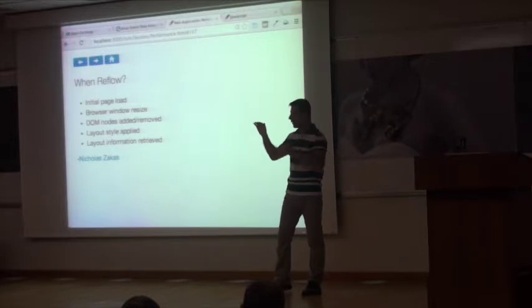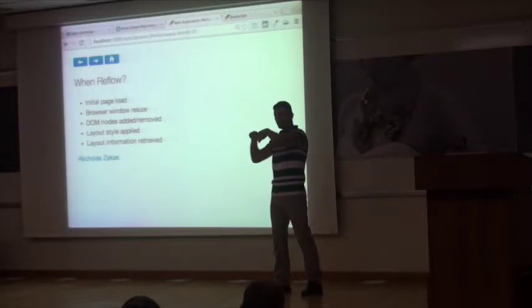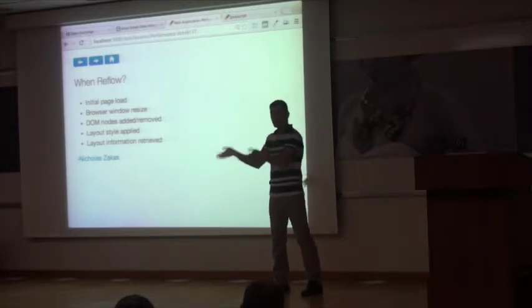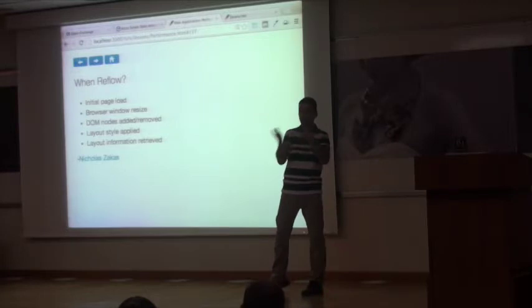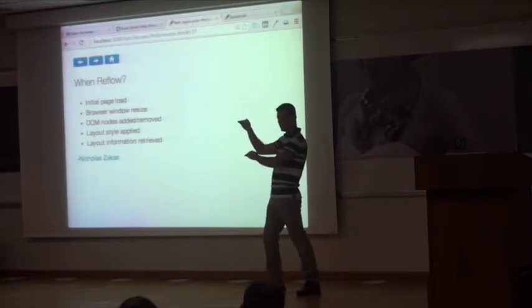But here's the thing. When you read, in order to give you the answer, it has to recompute in order to know what the answer is to give you. In order to recompute, it has to actually run the reflow. So by reading, you're actually forcing it to run. It can no longer batch.